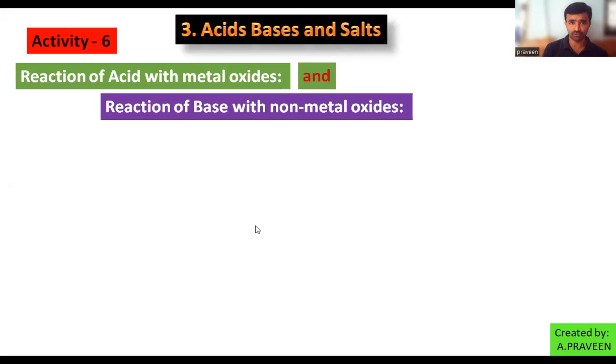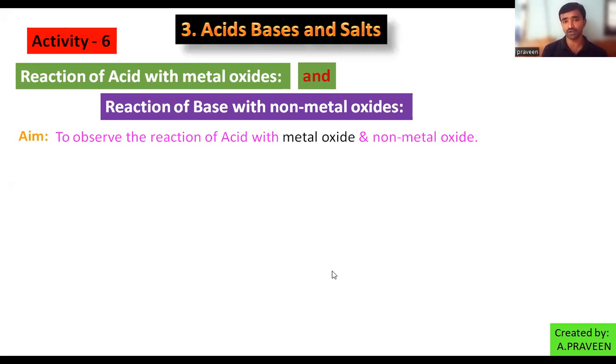Reaction of acid with metal oxides and reaction of base with non-metal oxides. For this, you require materials to observe the reaction of acid with metal oxide or base with non-metal oxide. So two reactions you are studying and observing.